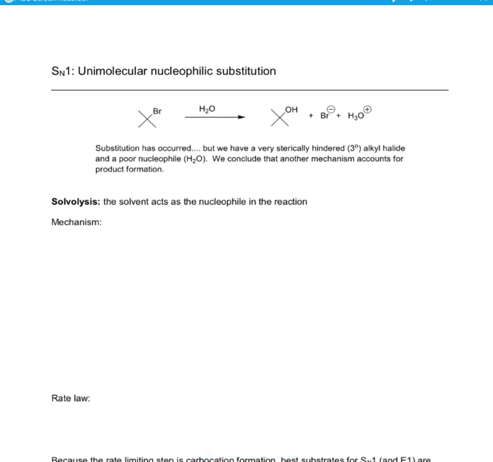Okay, now with SN2 under our belt, let's take a look at SN1. SN1 stands for unimolecular nucleophilic substitution. So the 1 in the mechanistic label means unimolecular, which means that there is one chemical species involved at the rate-limiting step.